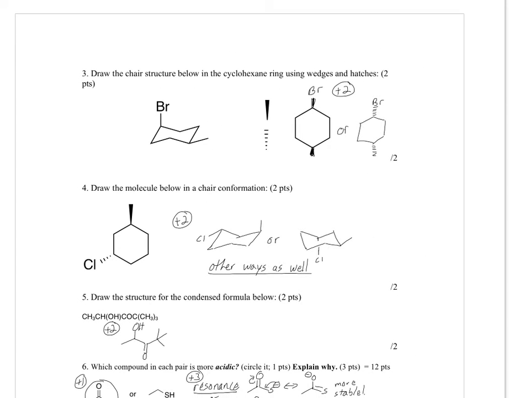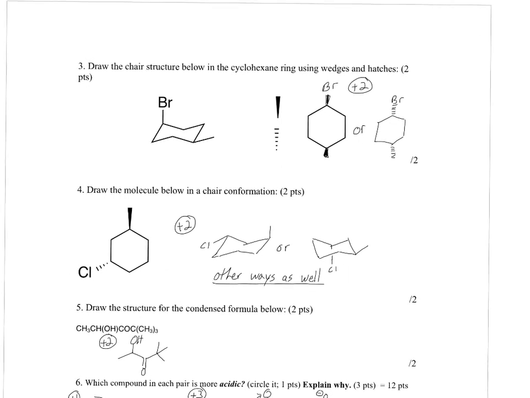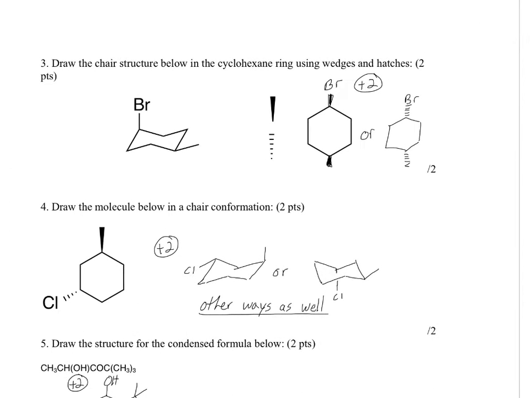So here, number 3 says, draw the structures below in a cyclohexane ring using wedges and hatches. So you're given a chair structure, and they're asking you to take this chair structure and actually make it a cyclohexane ring. One thing you should notice, the bromine and this methyl are both on the same side. We assume this is up, so they'd both be wedged. Or you could assume this side was down, but they're both on the same side. They could be wedged or hatched, but they both have to be on the same side.